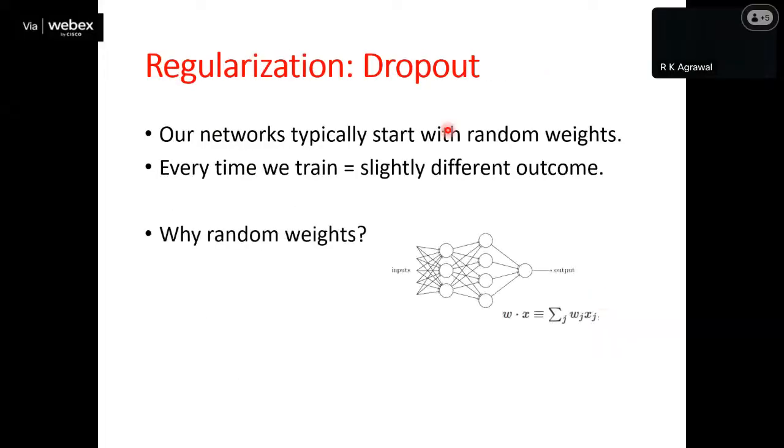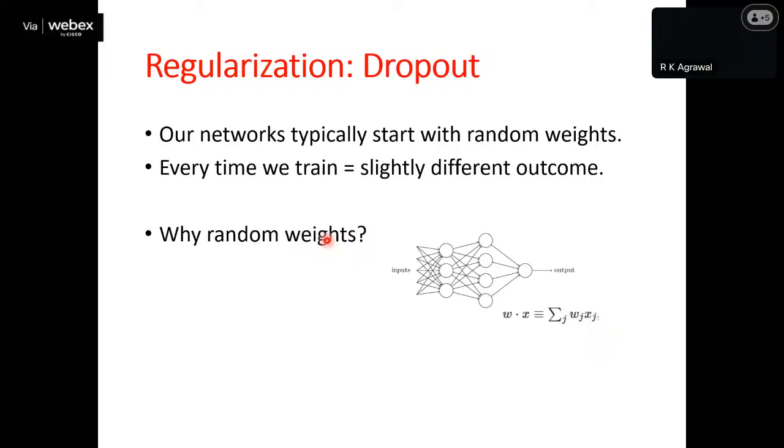Okay. Now there is another way to regularize so that we avoid overfitting. And the other method is the dropout method. So first of all, let us understand what we actually do while we develop a neural network architecture.